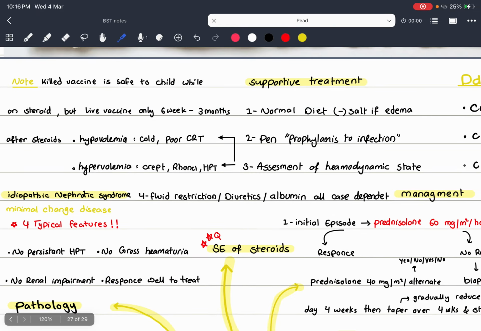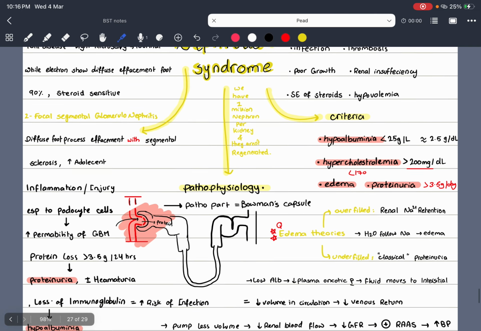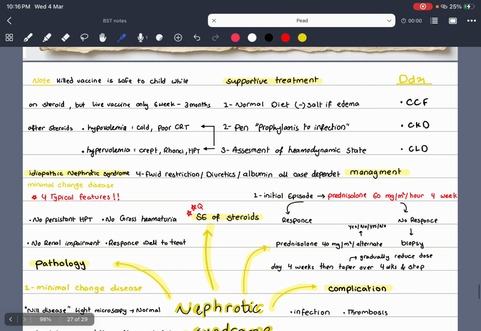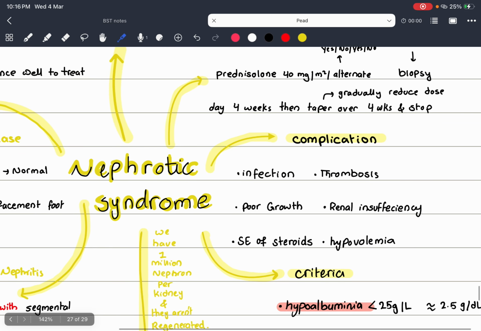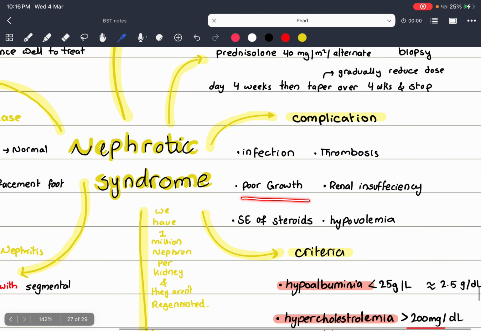Okay, what we're talking about here is a bit messy. Complication and then supportive treatment, management. Before we cover management, complications. If you did not treat nephrotic syndrome, what will happen? Infection, because we're losing immunoglobulin. Thrombosis, because we're losing coagulation factors. Poor growth, because of the low volume. You see, when you understand the physiology, you can even tell the complications yourself.